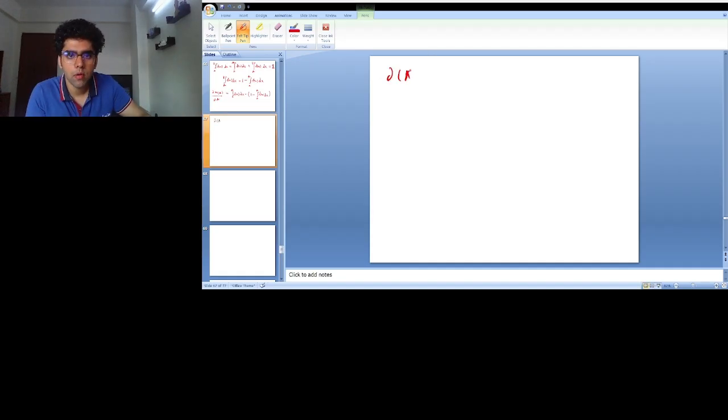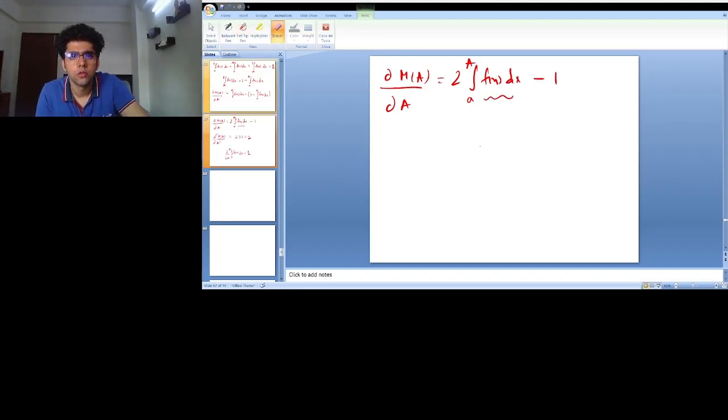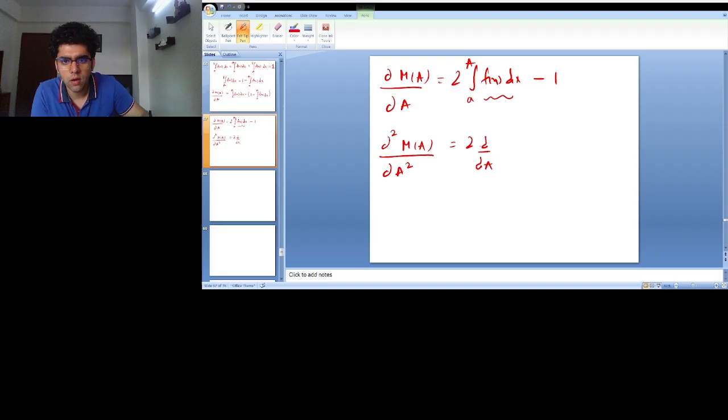Yeah, so del M of a by del a becomes 2 times the integral from small a to capital A of f(x) dx minus 1. So this whole expression gets reduced to... yeah. So the value of my second derivative, del squared a, becomes 2 times the derivative with respect to a of this expression, right?